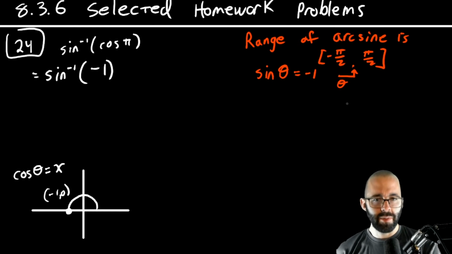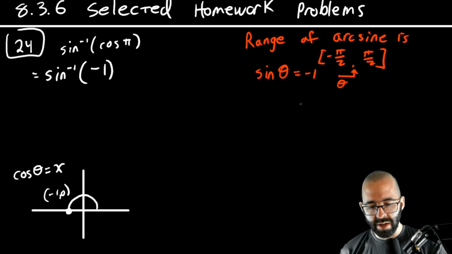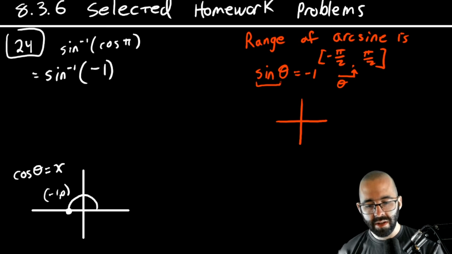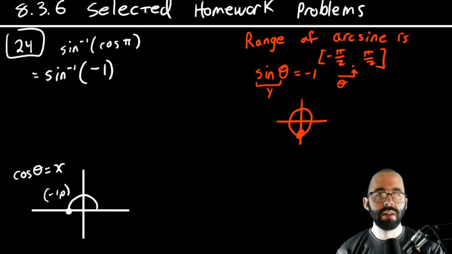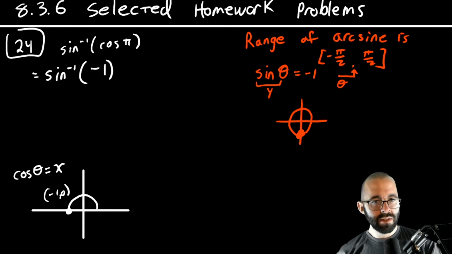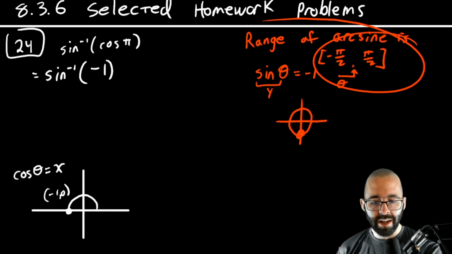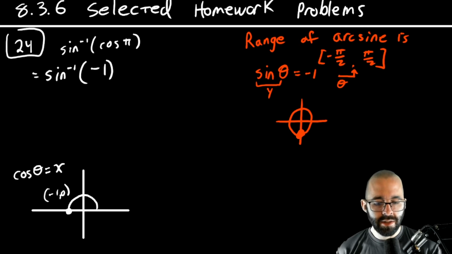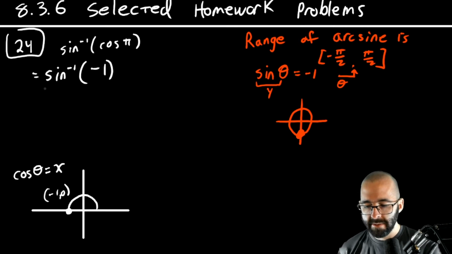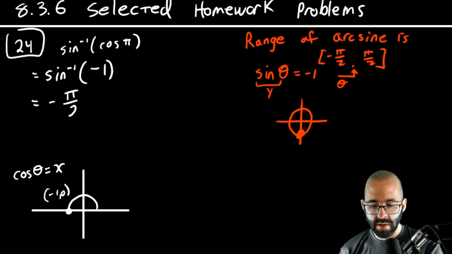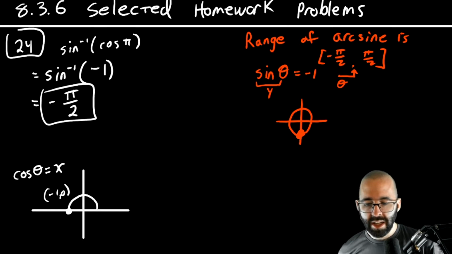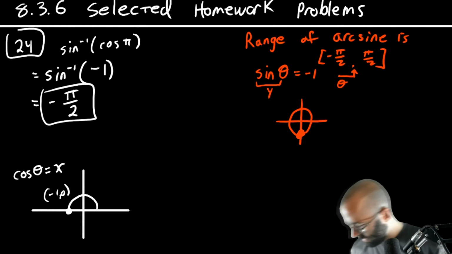Well, again, this is going to be also a quadrantal angle, so we have to, again, say sine is the y value on the unit circle. So the y value of the unit circle is going to be down here. What angle gives that to us? 3pi/2, 270 degrees. But that's not in the range of arcsine. That's going to be -pi/2. You can check your answer with the calculator, but that is what you're going to get.